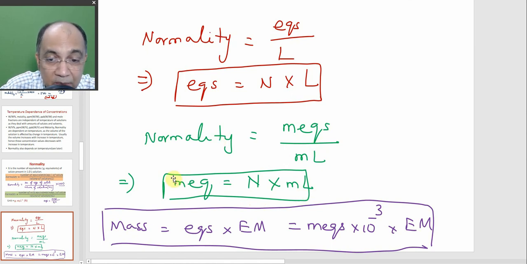Once you get the milliequivalents or equivalents, you multiply by equivalent mass to get mass. If it is milliequivalents, kill the milli by multiplying with 10 to the minus 3, then again multiply by equivalent mass. So you will play with this chemical arithmetic once your fundamentals are strong and you keep practicing. Just by listening to the instructor, understanding will not help you in the long run unless you practice.